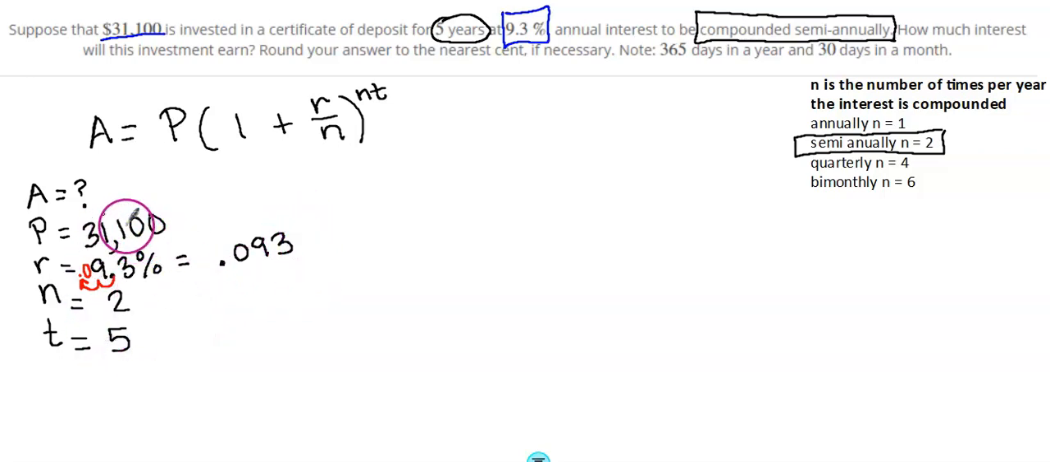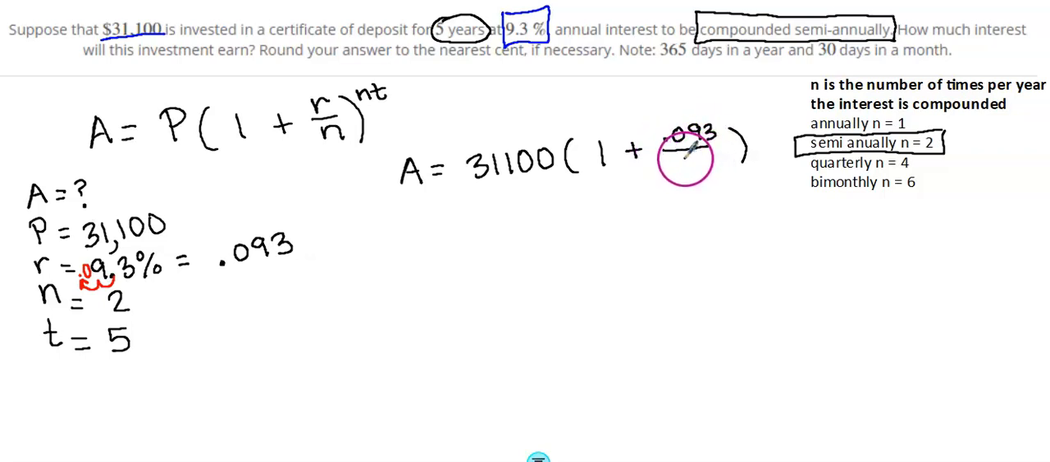I have all my parts. I'm finding the amount for now. And so I will plug all this in. The amount is going to be equal to my principal, $31100. I'm leaving the comma out because I don't want my brain to later think I'm looking at a decimal and mess things up. Times the quantity 1 plus the rate, 0.093, divided by the number of times per year, 2, raised to the number of times per year times the number of years.